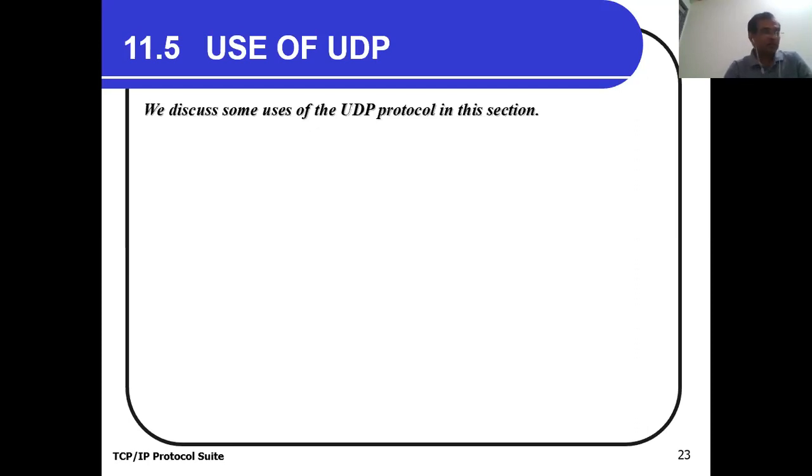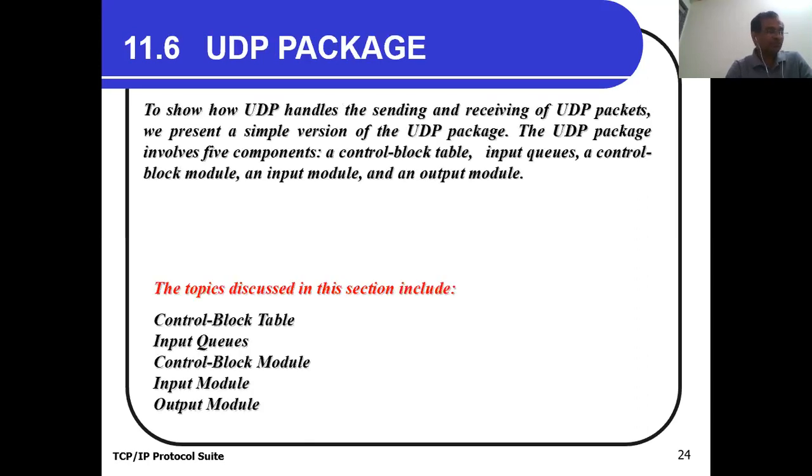In this section, so far we have seen the basics related to UDP, various port numbers, and the various usages of UDP. The next topic, which is going to combine everything, is the UDP package. To show how UDP handles the sending and receiving of UDP packets, we present a simple version of the UDP package. The UDP package involves 5 components: a control block table, input queues, a control block module, an input module, and an output module. We'll see them one by one.